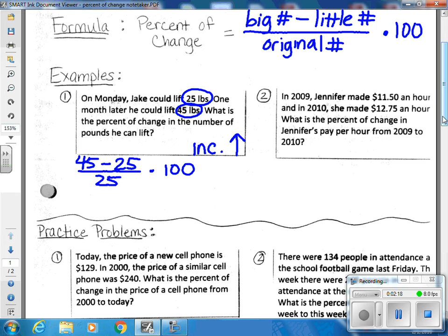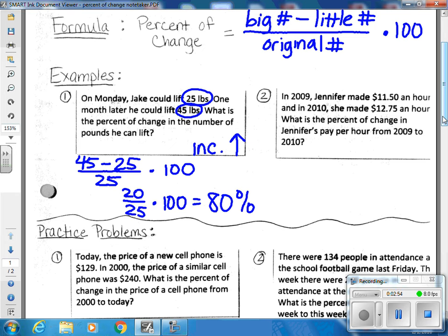Right? And you can do all of this in your calculator as long as you're hitting the buttons in the right way. So if you take 45 minus 25, that does give you 20. And then take 20 divided by 25 and let that decimal pop up on your screen. Then hit times 100. You should come up with a percentage of 80. Now it'll say 80, but it won't tell you what. All right, so because this is a percent, you have to put the percent sign. It is an 80% increase for him to have gone from 25 pounds lifting to 45 pounds lifting. And that's what we're trying to find, is the percent of increase or decrease depending on the problem. All right, so let's go over to number two.